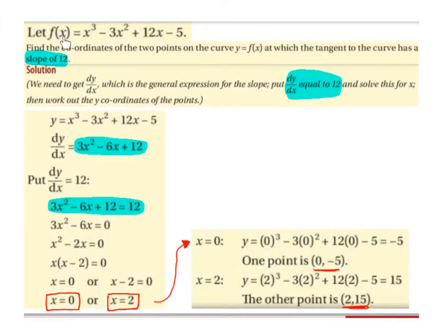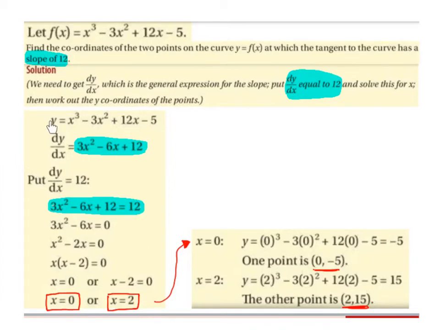Let f of x equal x cubed minus 3x squared plus 12x minus 5. Find the coordinates of the 2 points on the curve y equals f of x at which the tangent to the curve has a slope of 12. We need to get dy/dx, the derivative, which is the general expression for the slope. Then we'll put dy/dx equal to 12 and solve this for x. Then work out the y coordinates of the points.